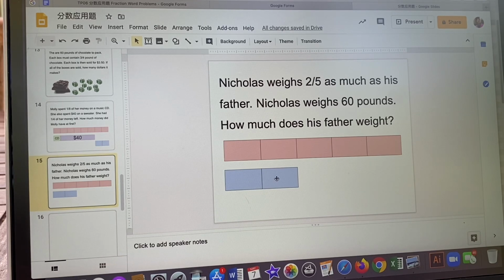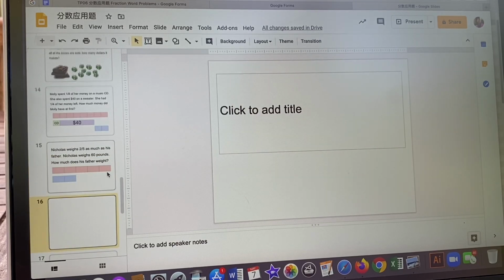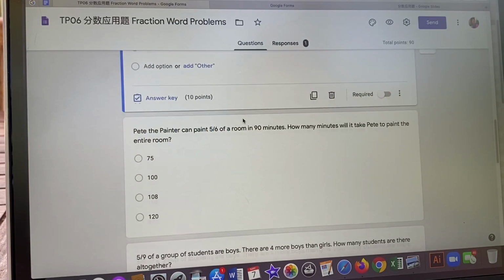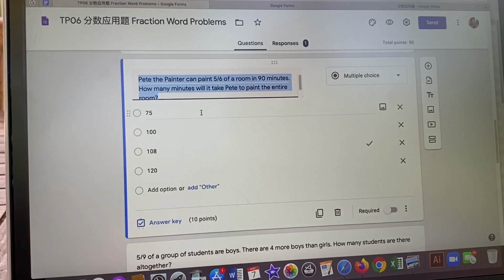This is 60 pounds, and each block will be 30 pounds. So the father has 5 parts of it. So 30, 30, 30, 30, 30, 150 pounds. I just didn't add a name in it because it's too complicated.